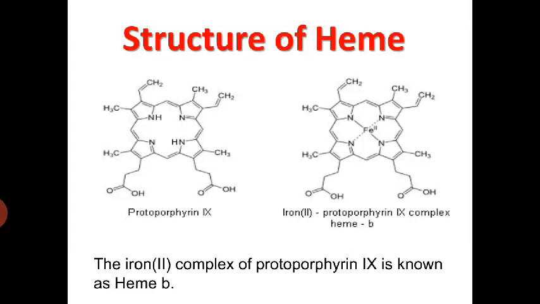Then in the next picture, we can see the respiratory complex, that is the respiratory pigment along with the iron atom, in which 2 hydrogens are not there. So it is deprotonated protoporphyrin attached to iron. This we generally call heme B. Some other heme molecules are there, but this one is quite common in several biological systems.